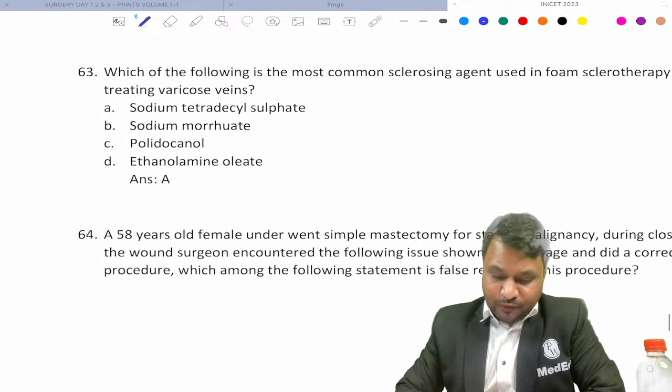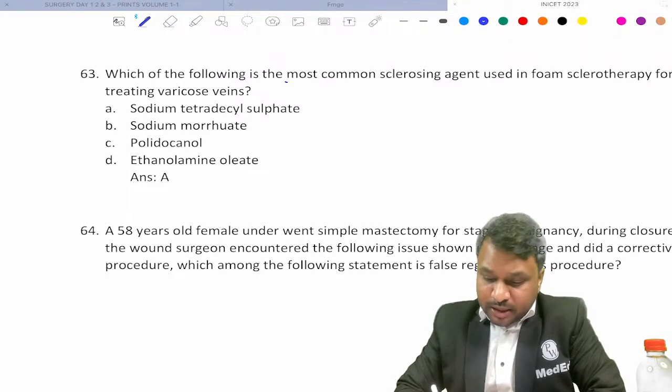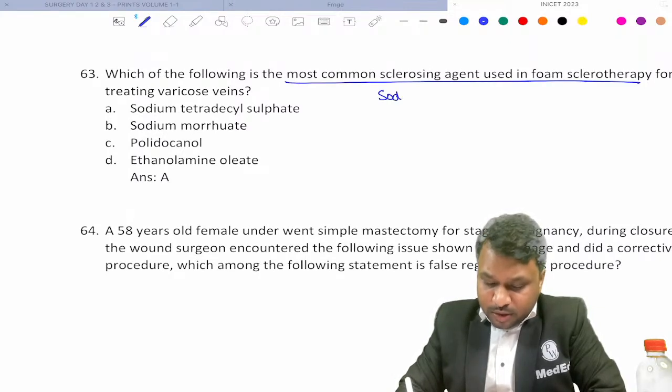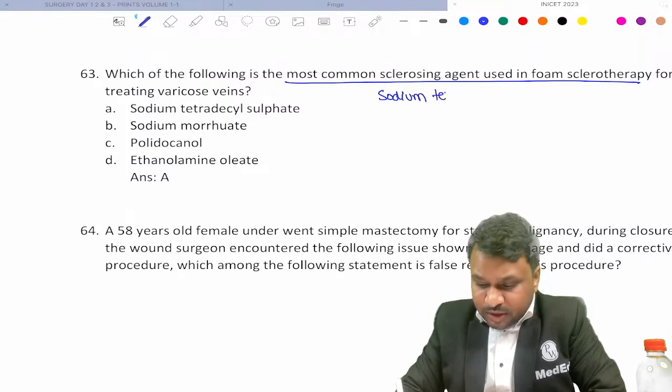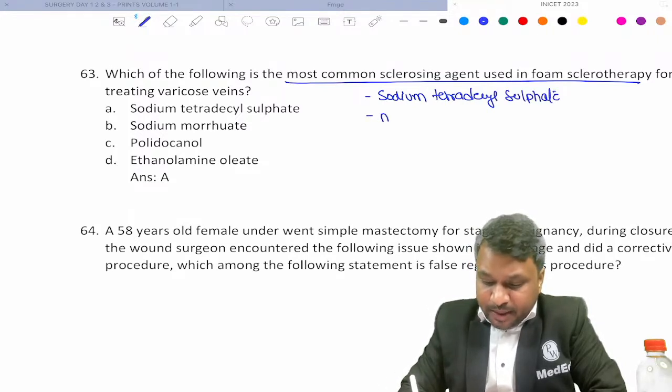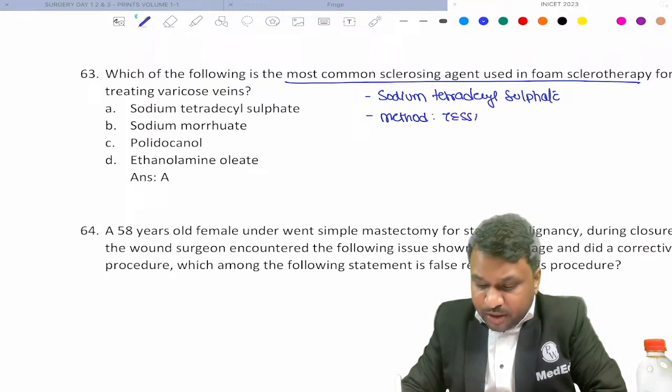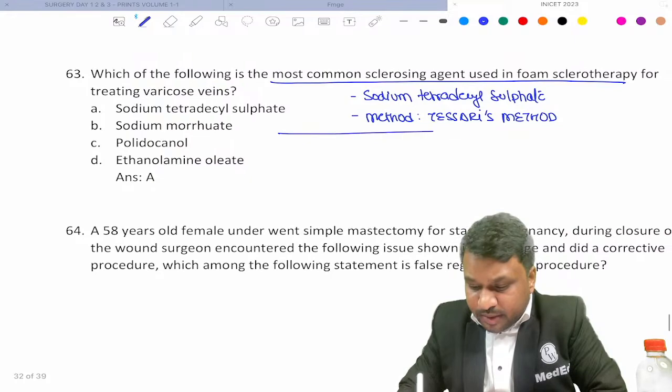63. Which of the following is the most common sclerosing agent used in foam sclerotherapy? It is your sodium tetradecyl sulfate. And the method of creating the foam is what we call the Tessari's method.